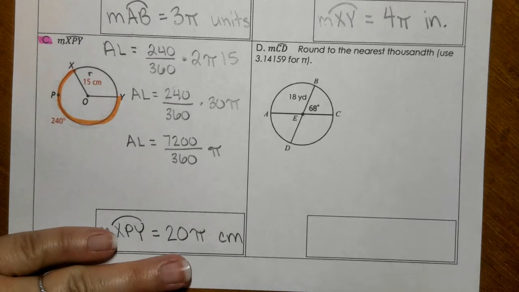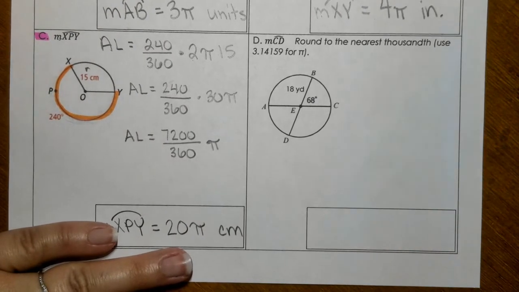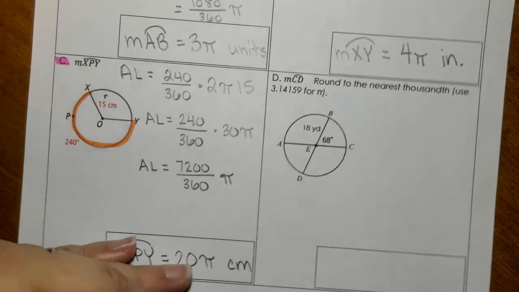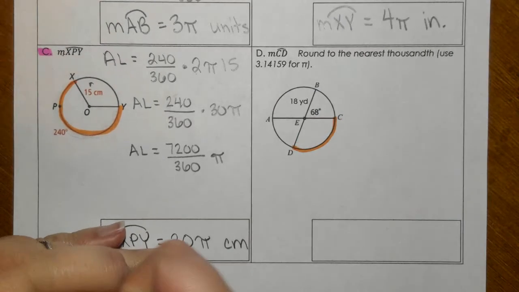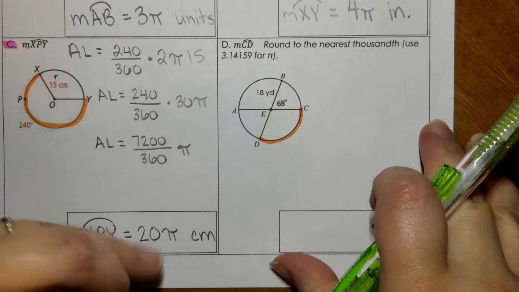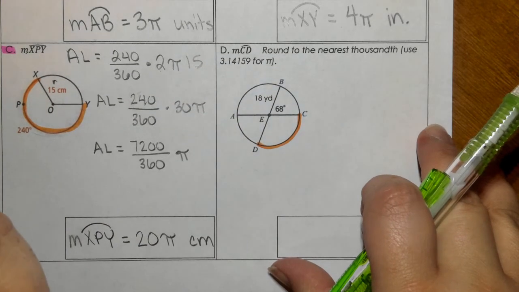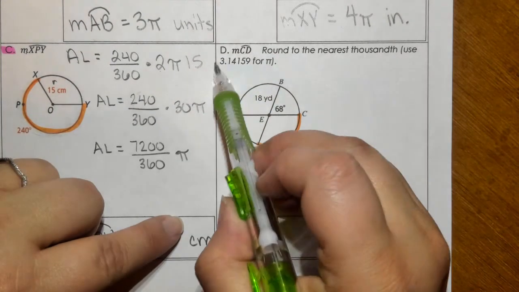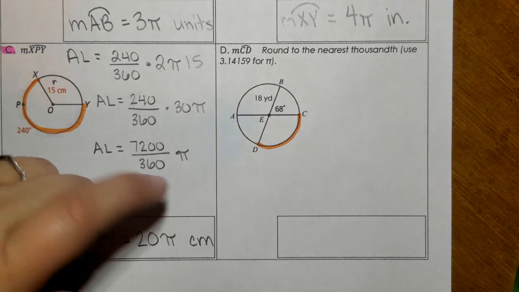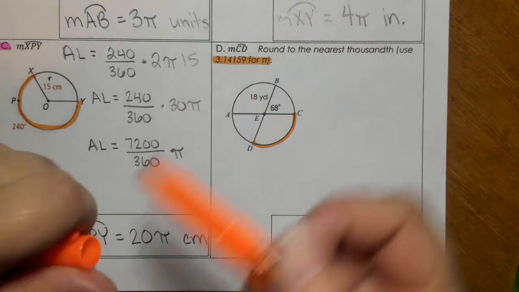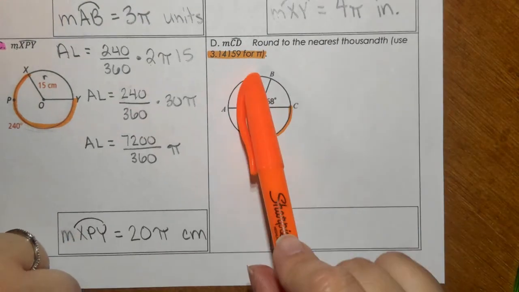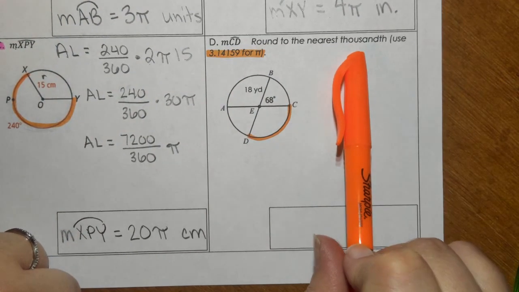Okay, for the last one it says find the measure of arc CD. Let's mark that real quick. So I'm finding this part. It says round to the nearest thousandth, use 3.14159 for pi. That is very important. It defines what you need to do for pi. It also lets us know that we're going to be rounding to the nearest thousandth.